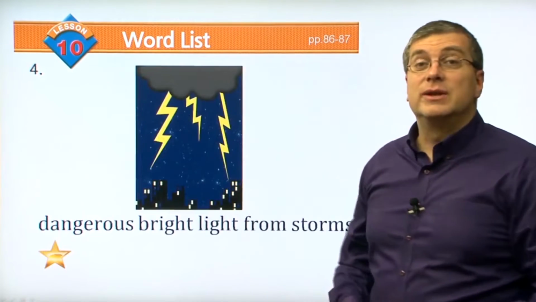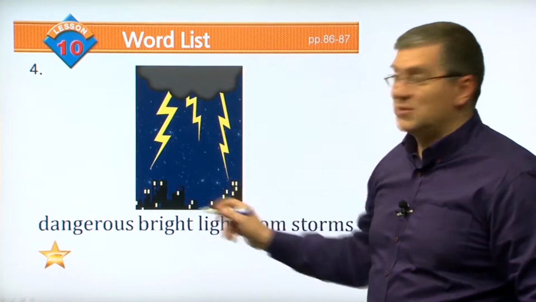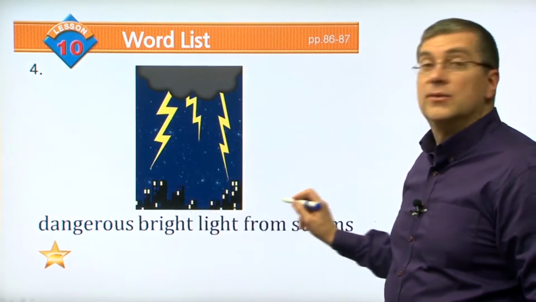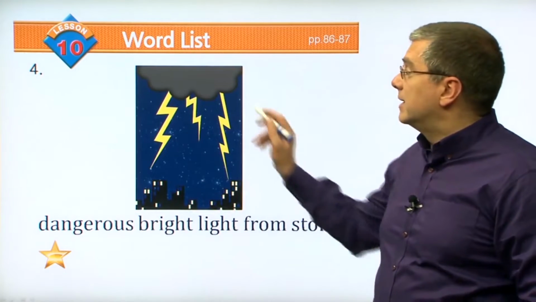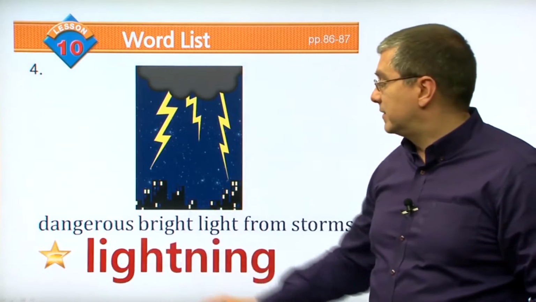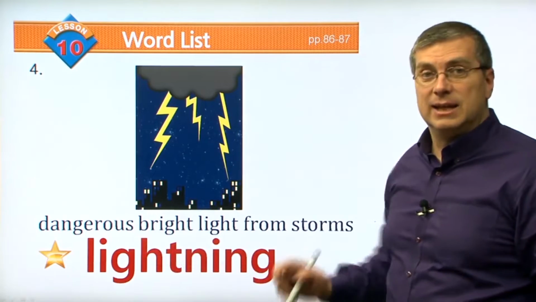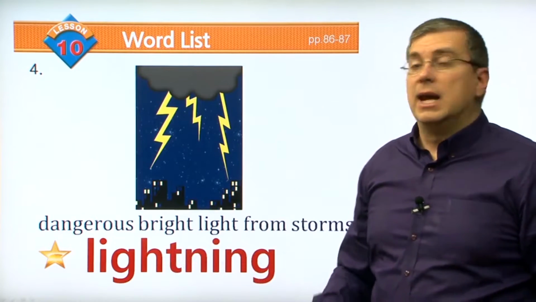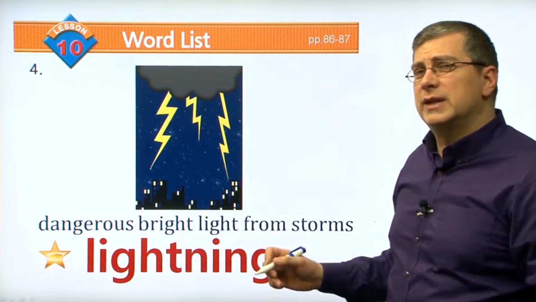Okay, I taught you this word before. Do you remember seeing this picture before? This is dangerous, bright light from storms. We say it's lightning. Just two sounds. Lightning. It's lightning.